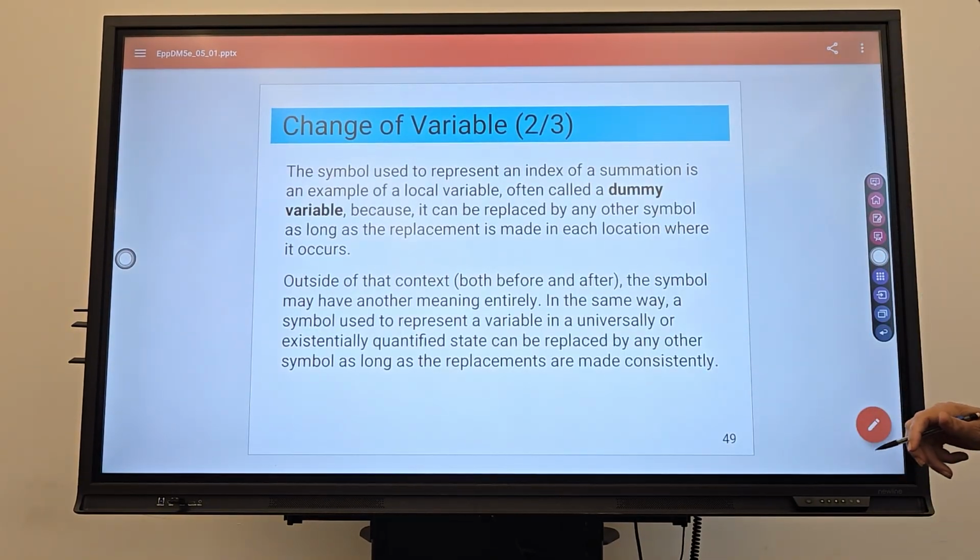The symbol used to represent an index of a summation is an example of a local variable, often called a dummy variable, because it can be replaced by any other symbol as long as the replacement is made in each location where it occurs. Outside of that context, both before and after, the symbol may have another meaning entirely. In the same way, a symbol used to represent a variable in a universally or existentially quantified statement can be replaced by any other symbol as long as the replacements are made consistently.